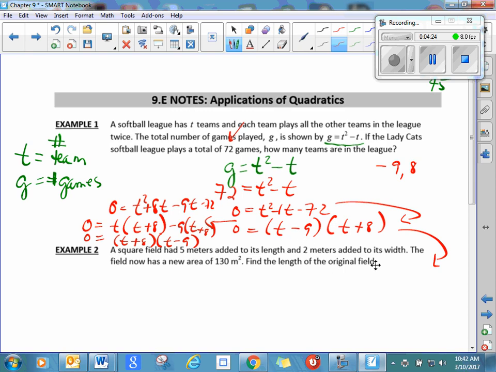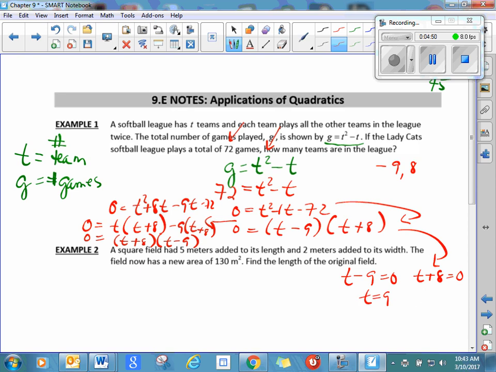Now that we've got these two factors, in order to solve for T, we set T minus 9 equal to 0 and T plus 8 equal to 0. Remember, we're going to have two answers. When you have an equation that's got an exponent that's something other than 1, you're going to have as many answers as the exponent. So if we had a cubed here, we'd have 3 answers. So T is equal to 9.